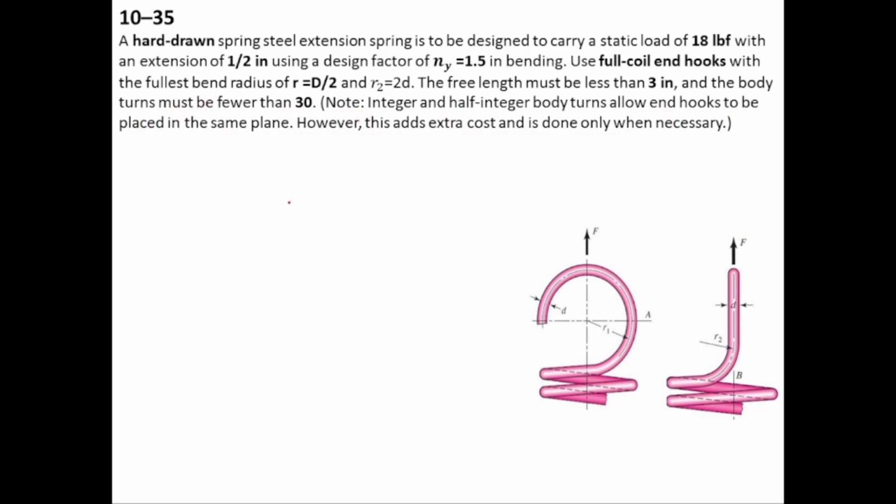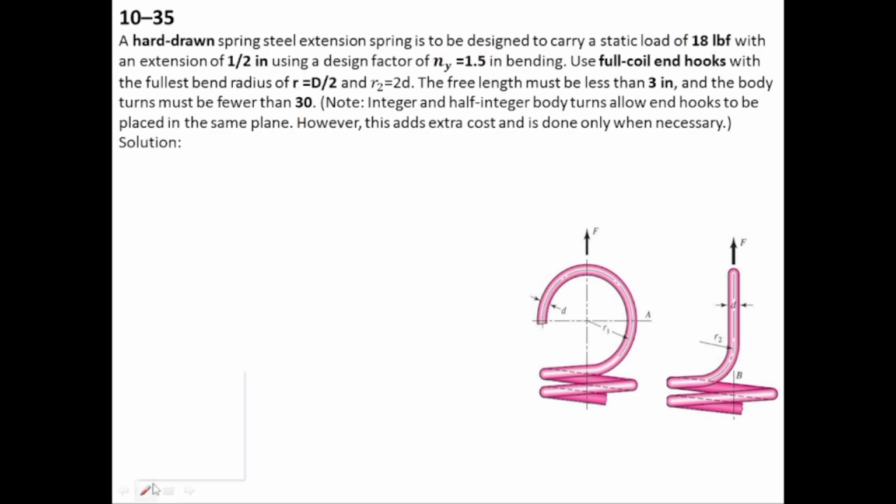So we will have to design the spring for 18 lbf load, and deflection y should be 0.5 in the spring, and the factor of safety in the hook critical position should be 1.5, which is under bending stress, and this R1 is half of the mean coil diameter. This R2 is equal to 2 times the diameter of the wire, and NB should be less than 30.